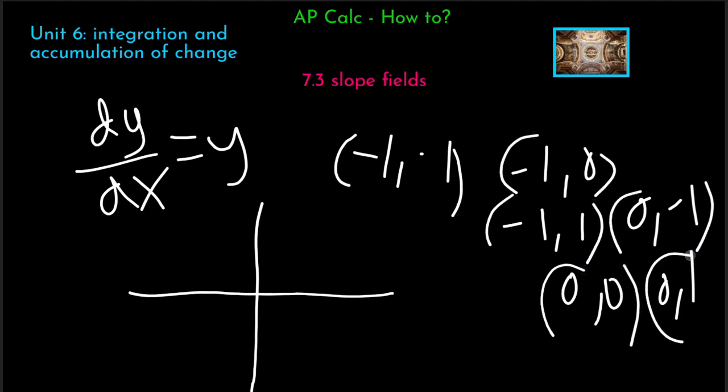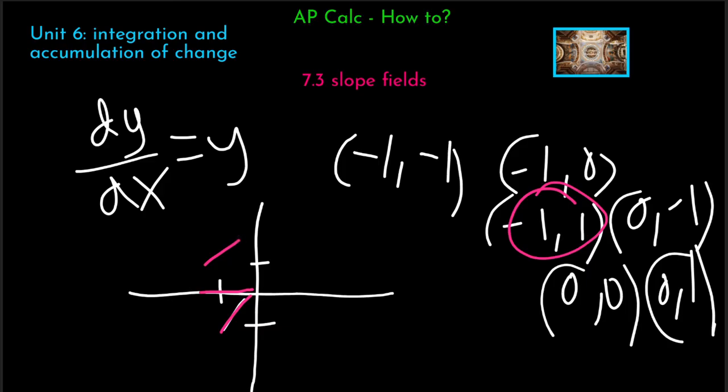So, we'll start with negative 1, negative 1. If you plug in all your points, there's no x value, so you just plug in the y. It's going to be negative 1. So at negative 1, negative 1, it's just going to be a slope of negative 1, right? Negative 1, 0, it's going to be a slope of 0. At negative 1, 1, up here, it's going to be a slope of 1.